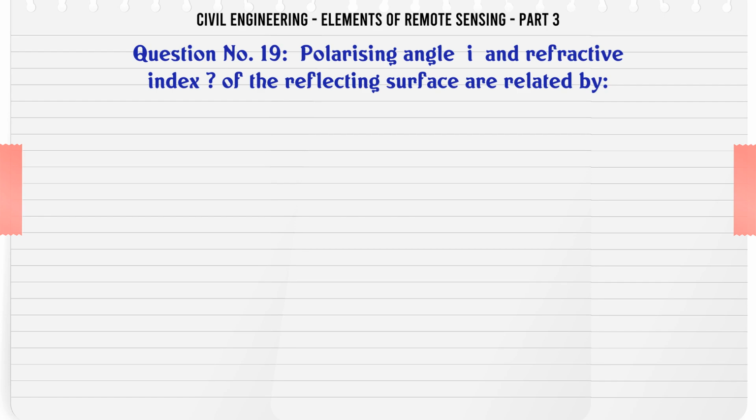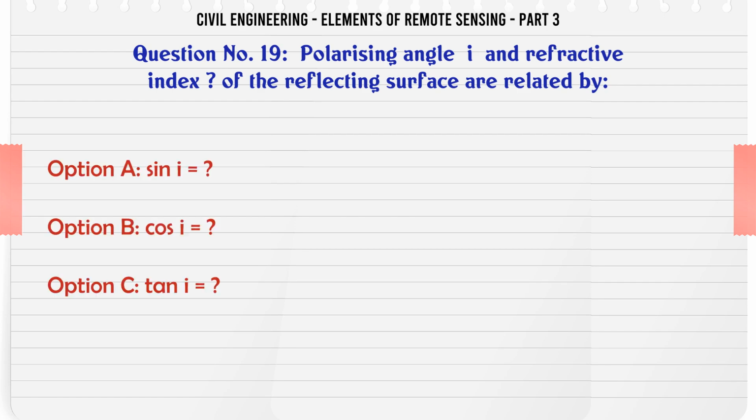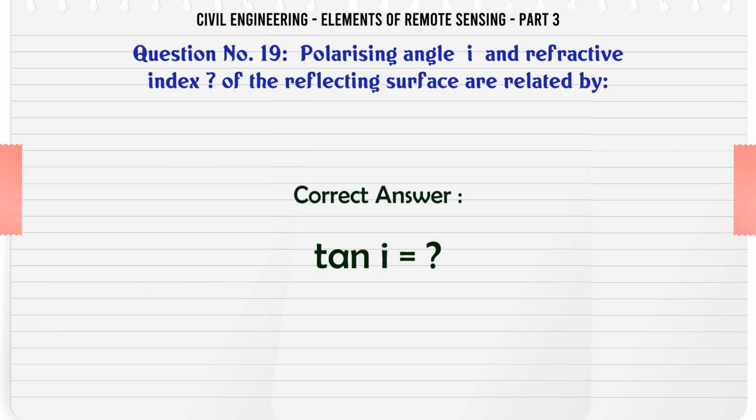Polarizing angle I and refractive index of the reflecting surface are related by: A. Sin I. B. Cos I. C. Tan I. The correct answer is tan I.